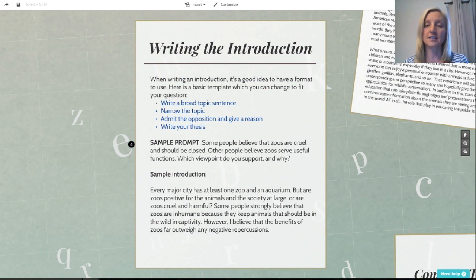My third sentence is where I admit the opposition and give a reason. Some people strongly believe that zoos are inhumane because they keep animals that should be in the wild in captivity. And then comes my thesis. However, I believe the benefits of zoos far outweigh any negative repercussions. And that is my introduction.